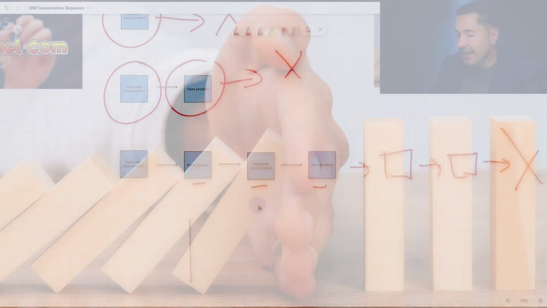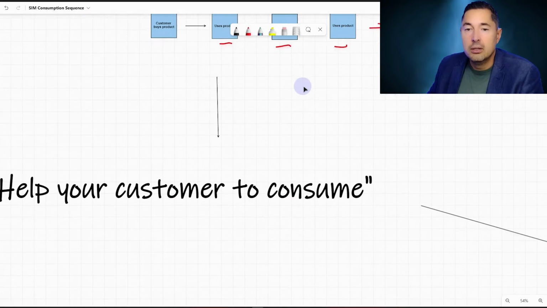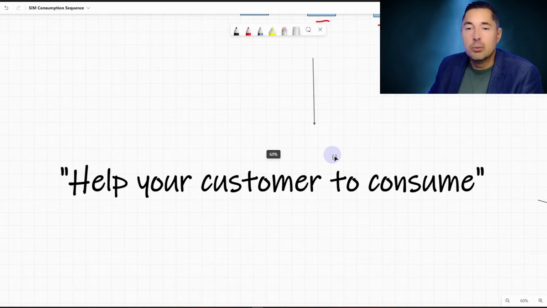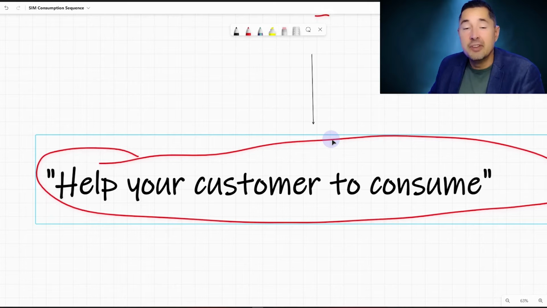And this is what a consumption sequence, a consumption email sequence, is designed for. So you have a product that you sell, and then you have an email sequence with information to help your customer to consume your product. And it sounds very simple, and it actually is. It can be very simple.